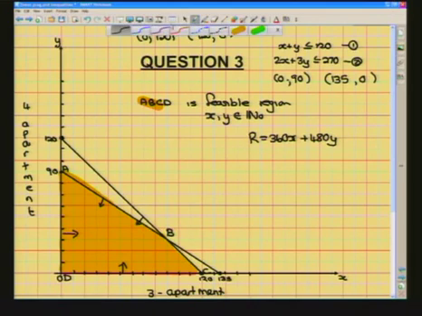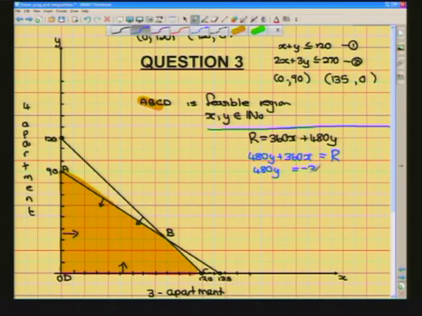And what we need to do now is we need to actually get the gradient in order to draw our search line. So the first thing we're going to do is spin this around. So 480y plus 360x equals R. So we can say 480y equals minus 360x plus R. And then we're going to divide through by 480 all the way through.